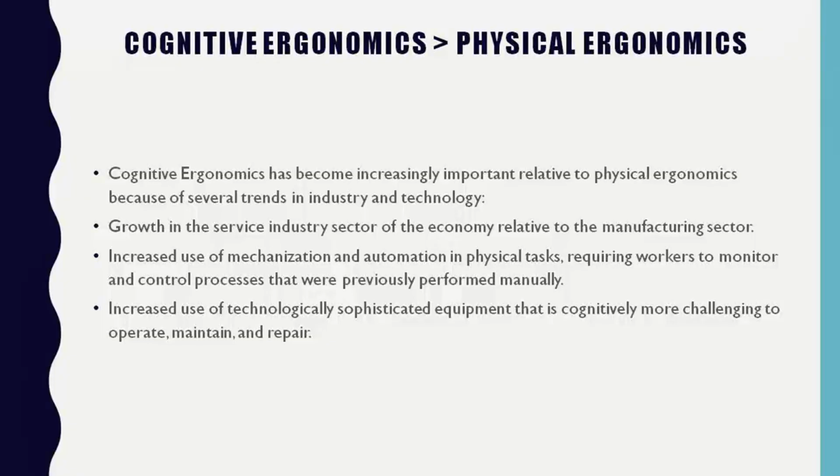So, nowadays cognitive ergonomics is becoming much more important, in fact, than physical ergonomics, because the environment of doing work is shifting towards the utilization of the brain rather than seeking manual effort. Because of several trends in industries and technology, cognitive ergonomics has become increasingly important relative to physical ergonomics, as we are shifting towards mechanization and automation in physical tasks, which requires workers to monitor and control processes that were previously performed manually. There is also increased use of technologically sophisticated equipment that is cognitively more challenging to operate, maintain and repair.